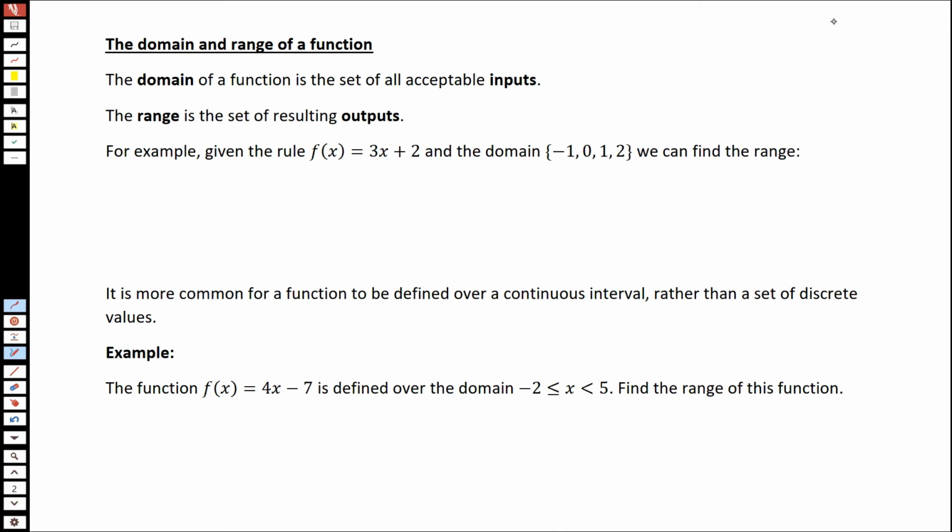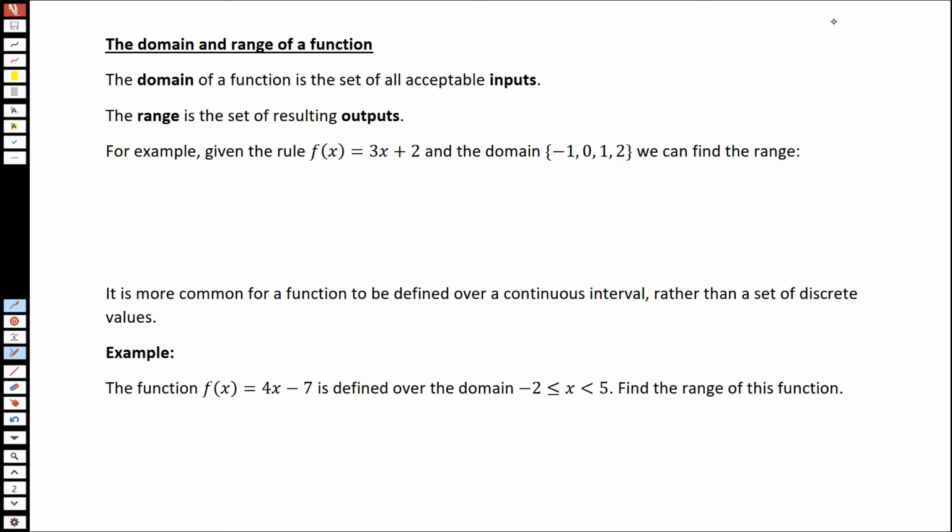The domain of a function is the set of all acceptable inputs. Sometimes you may have functions whereby you cannot plug in some values. Only certain values are acceptable. Those values that are acceptable are what we call the domain. The range is the set of resulting outputs. So when you plug in those acceptable inputs, the resulting outputs are what we call the range.